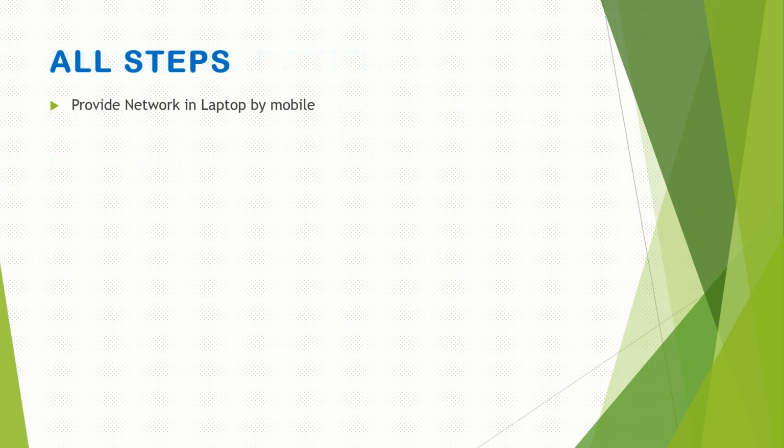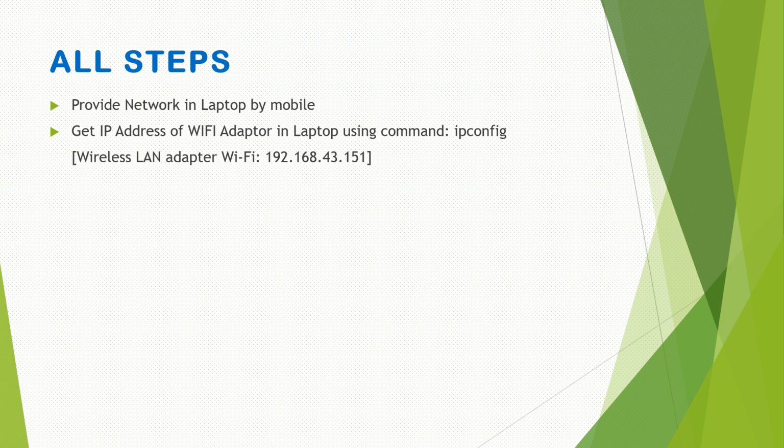What are all the steps? Very first, provide the network in the laptop by mobile. Next step is to get the IP address of the Wi-Fi adapter in the laptop using the command ipconfig. Using ipconfig, I will get the IP address assigned to my laptop. Here in my case, which I executed previously, I have 192.168.43.151. The heading is Wireless LAN adapter Wi-Fi.